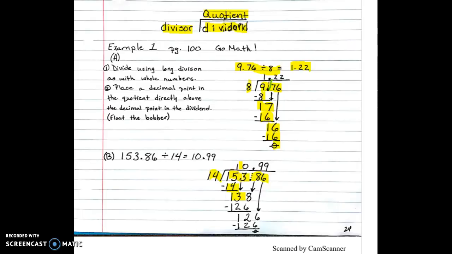Bring down your 3. And then we have 14 goes into 13 0 times. And normally you would say 0 times 14 is 0, but I went ahead and skipped that step and brought down my 8. So now 14 goes into 138 9 times. 9 times 14 is 126. Subtract that, and you get 12.